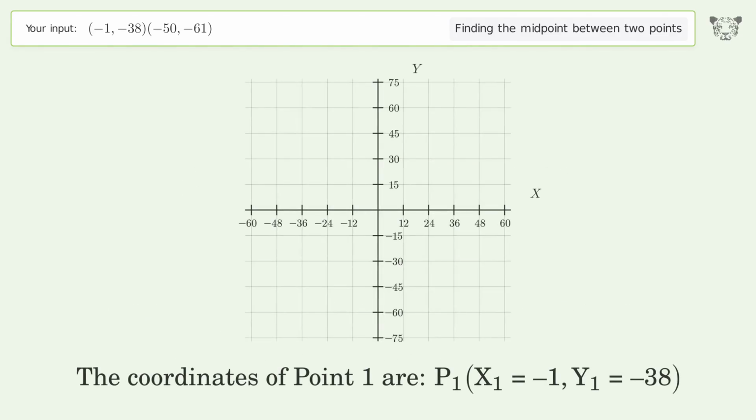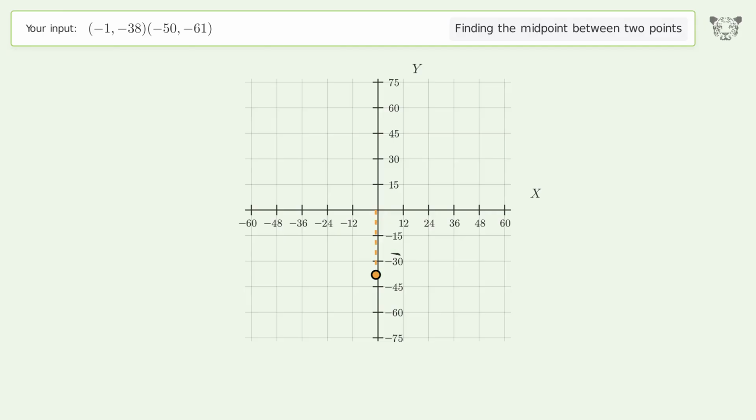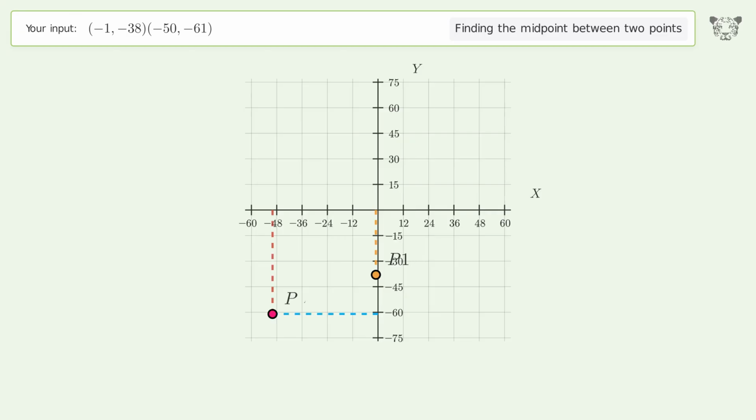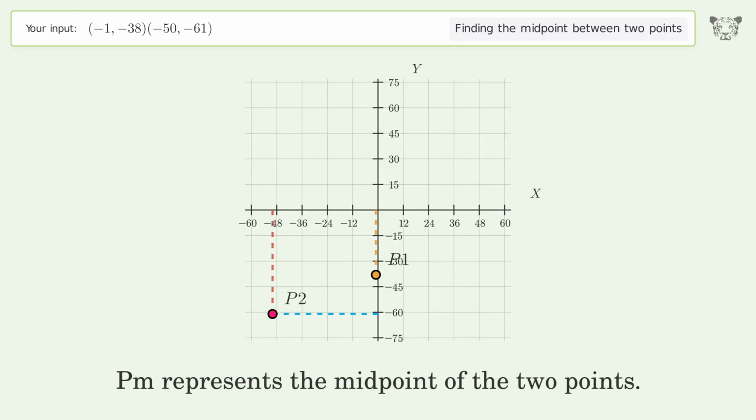The coordinates of point 1 are, x1 equals negative 1, y1 equals negative 38. The coordinates of point 2 are, x2 equals negative 50, y2 equals negative 61. PM represents the midpoint of the 2 points.